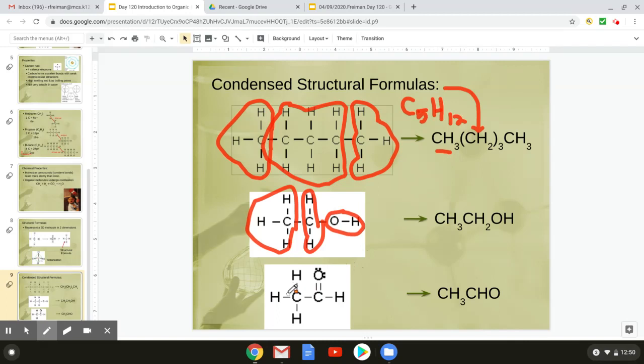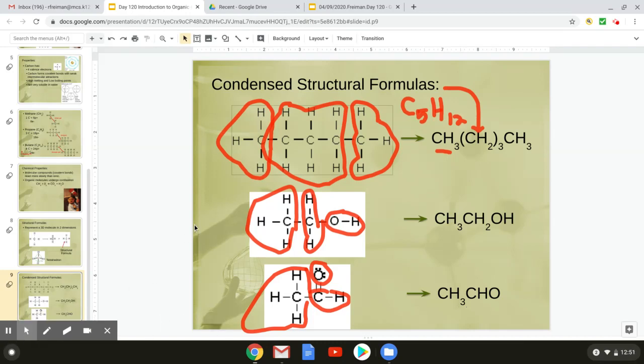Here we have a different compound. We have 2 carbons, we have 3 hydrogens, we have a 4th hydrogen, and we have a double bonded oxygen. So in this case, we say, what do we start with? We start with CH3. There's my CH3. Then we have what else is in the hydrocarbon here? We have a CH. And then to end it, we have this special group. We have this double bonded O. So the condensed structural formula is CH3CHO.